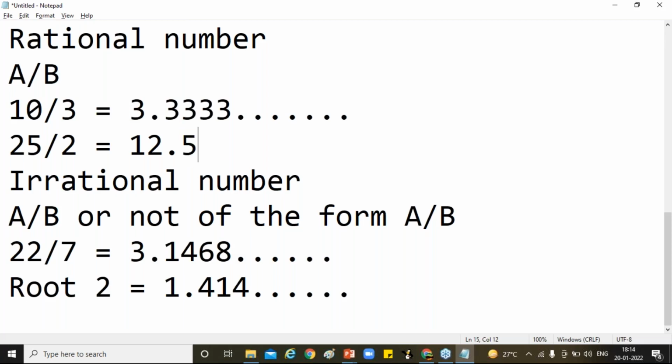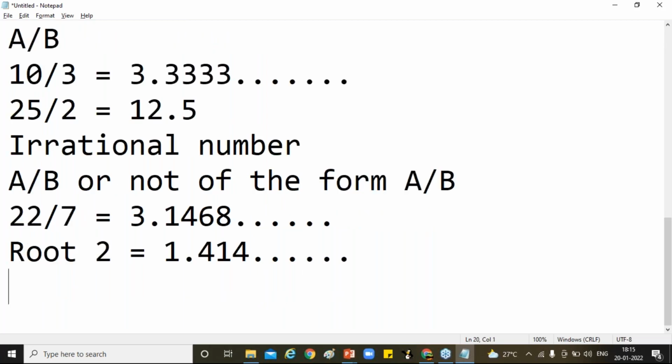The type of numbers are called rational numbers. Whenever a number is not of the form a by b and it can be expressed in a decimal form that is not ending and not repeating, that is, not terminating and not repeating, the type of numbers are called irrational numbers. The type of numbers are called what? Irrational numbers.